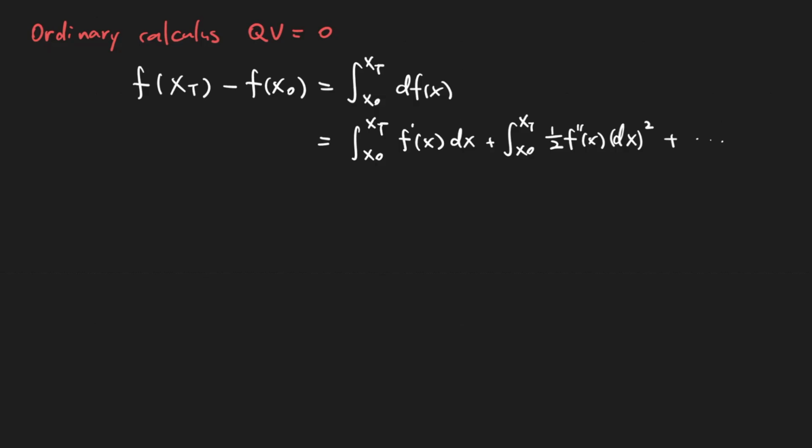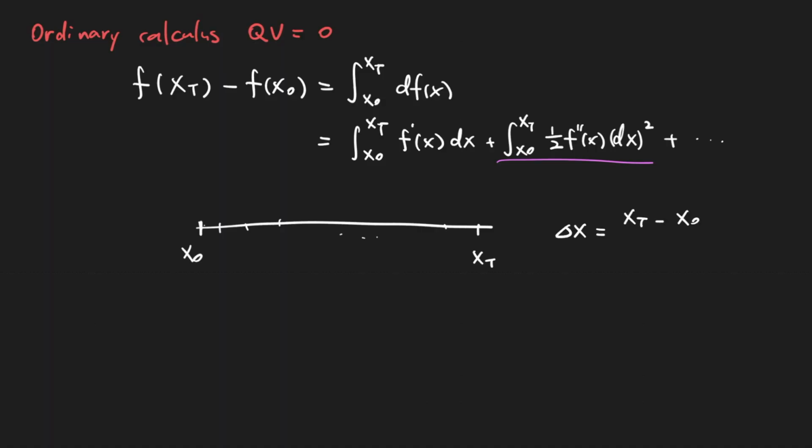In order to make a comparison, let's look at the behavior of ordinary functions to highlight the difference. Again, we can divide this from x_0 to x_T into equal intervals. So we can say that delta x equals x_T minus x_0 over n. And then we can approximate this integral with a sum.